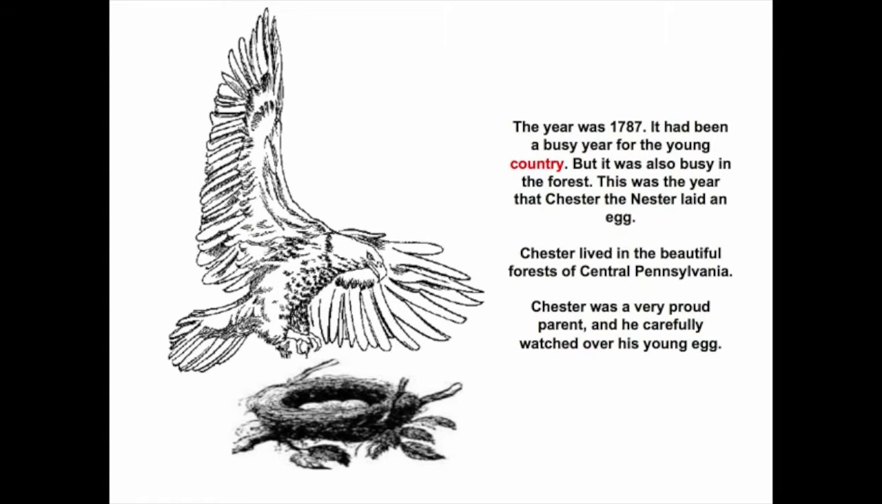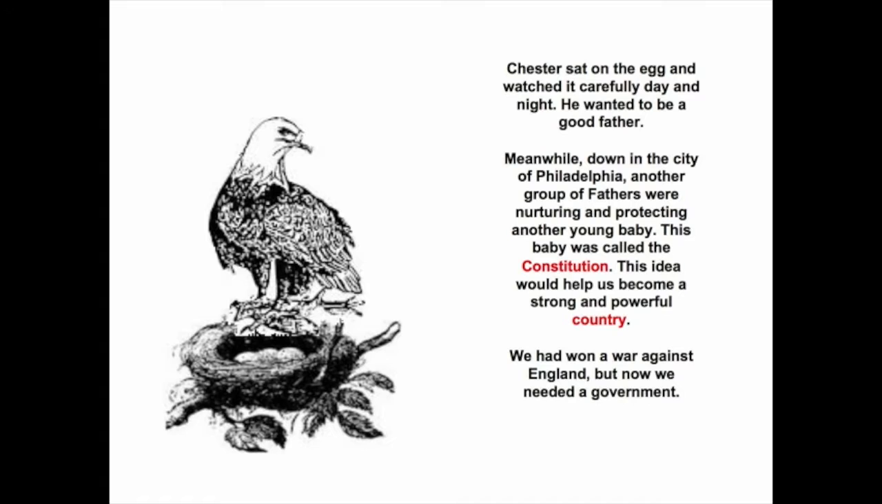The year was 1787. It had been a busy year for the young country, but it was also busy in the forest. This was the year that Chester the Nester laid an egg. Chester lived in the beautiful forest of central Pennsylvania. He was a very proud parent, and he carefully watched over his young egg. Chester sat on the egg and watched it carefully day and night. He wanted to be a good father.